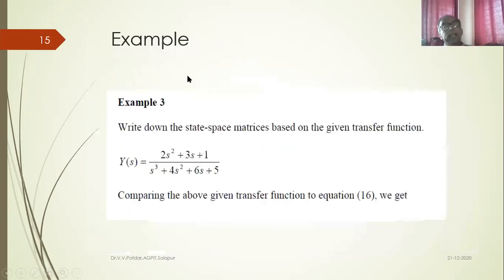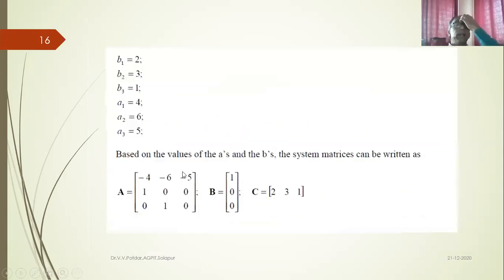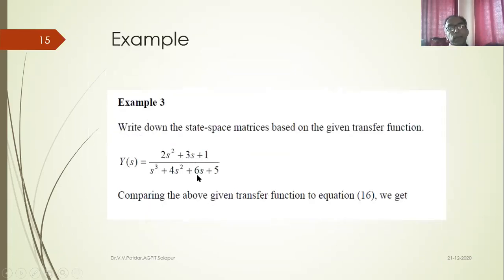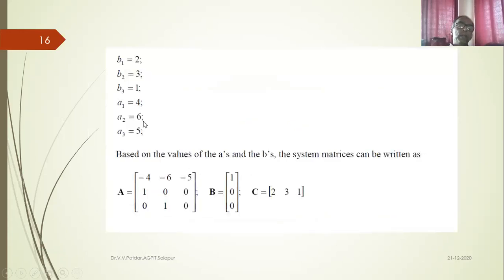So let us take an example. Write down the state space matrices based on the given transfer function. Y(s) is equal to, numerator 2s square plus 3s plus 1, and the denominator is s cube plus 4s square plus 6s plus 5. Comparing the given transfer function to equation number 16, identify b1, b2, b3, a1, a2, a3: 2, 3, 1, 4, 6, 5.